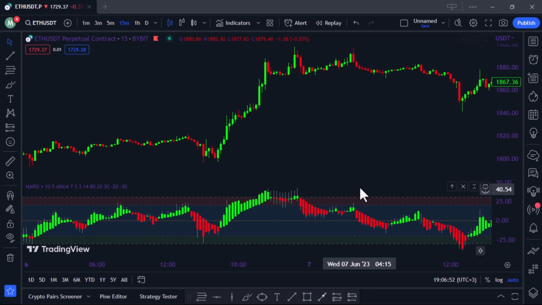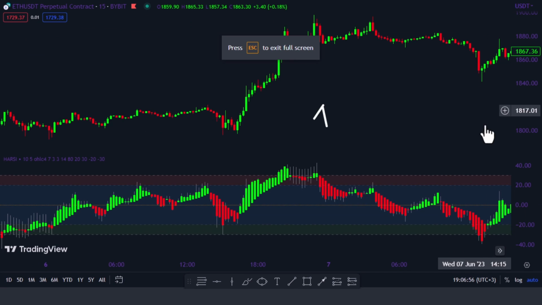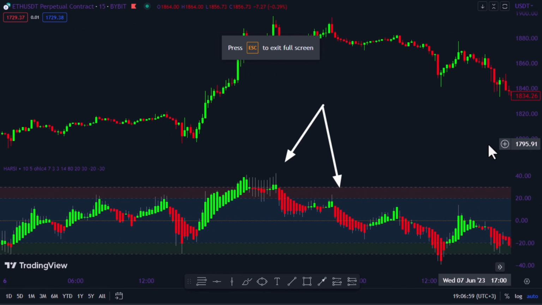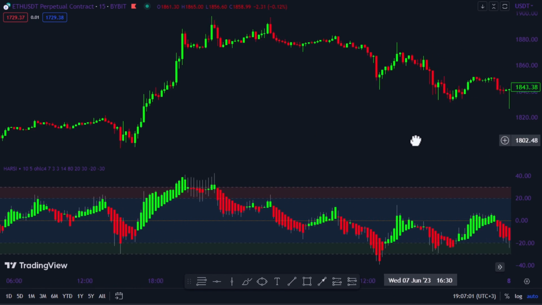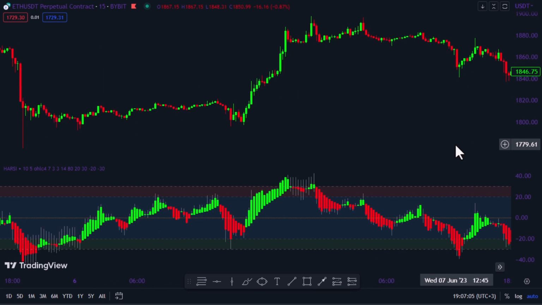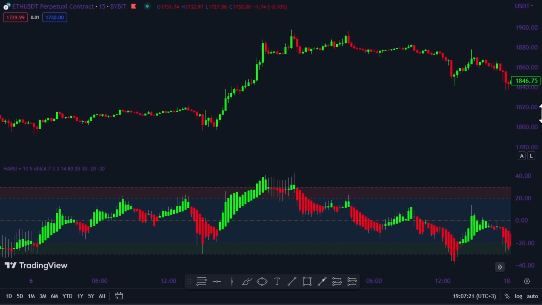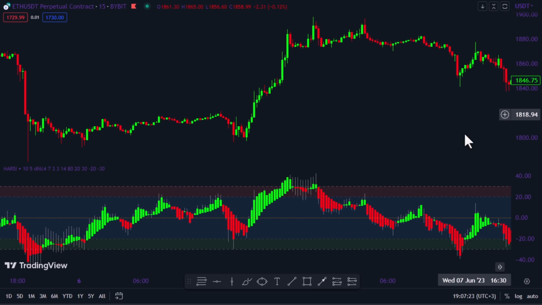The indicator has 3 components. The first component of the indicator is the RSI Heiken Ashi candlesticks. These candlesticks display a modified version of price action, smoothing out the noise and making it easier to identify trends and reversals. The second component is the overbought and oversold zones. These are the green and red zones that are plotted at the 20 level and minus 20 level. Whenever the candlesticks reach these zones, we consider the market overbought or oversold.